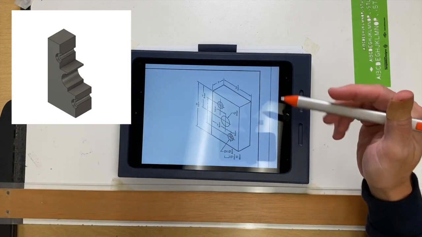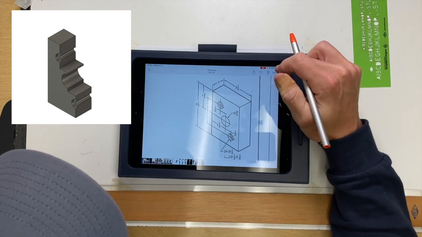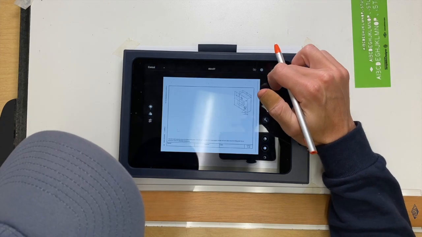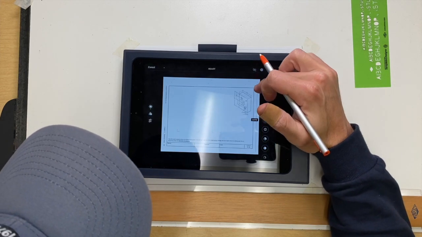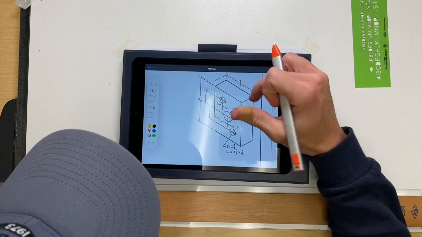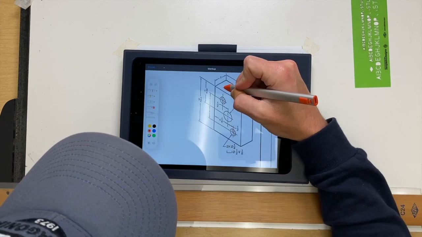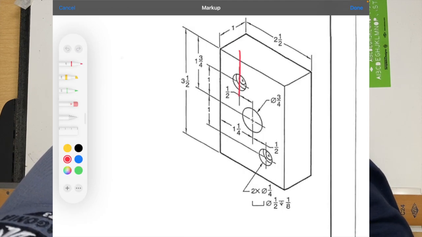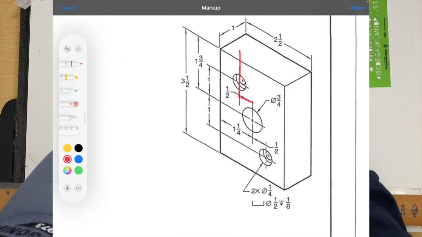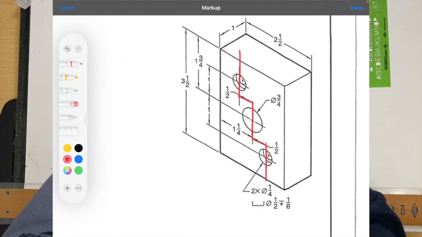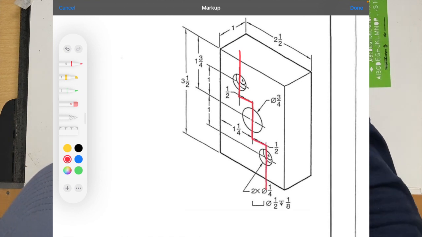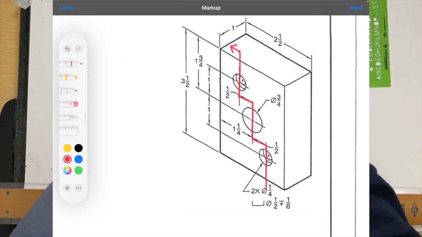Looking at this, it said draw an offset section through the 3 holes. What that means is we are going to draw a cut that starts at the top, goes straight down through this first hole, changes directions, goes straight down the middle hole, changes directions again, and then goes straight down this hole. So our cutting plane line will be very similar to this red line, and it's also going to have the directional arrows in the direction we are facing.